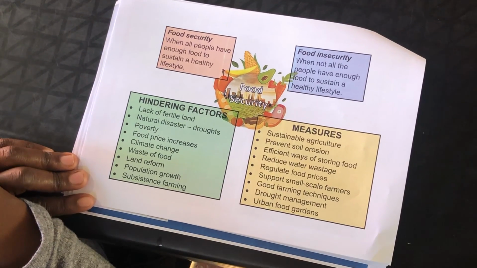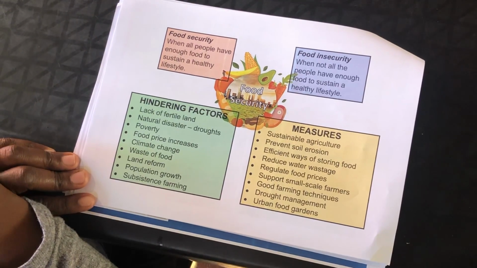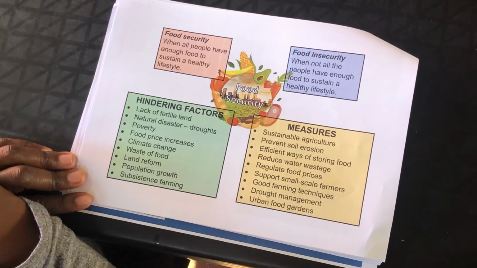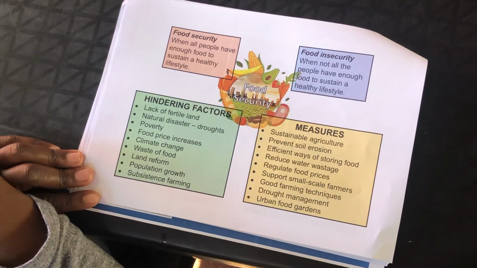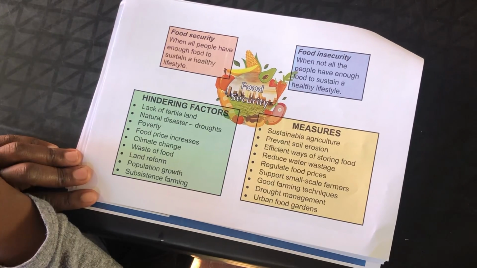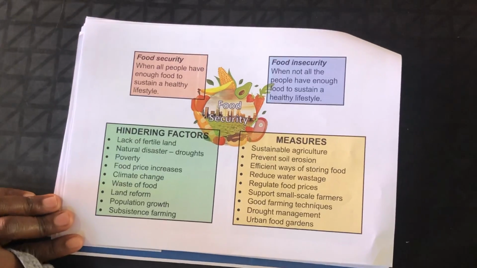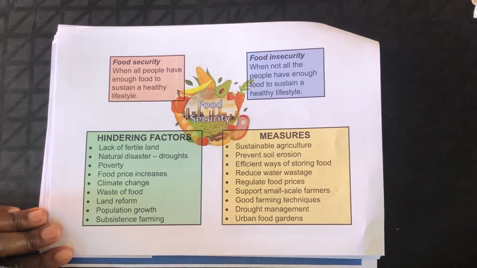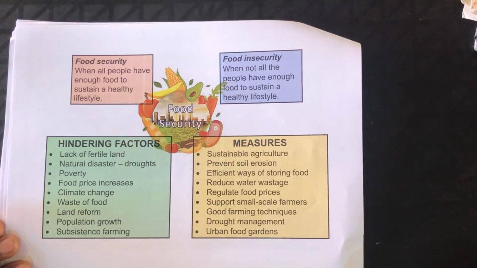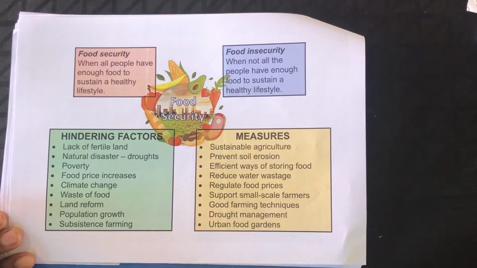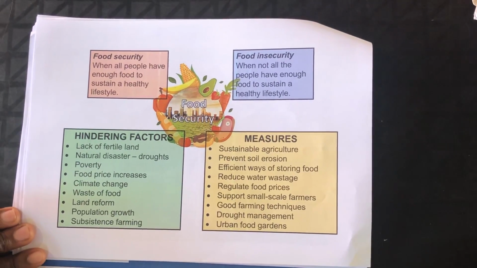Lack of fertile land, natural disasters, poverty, food price increase. We can have less food because of that, because people are not able to afford. Climate change, extreme weather conditions that can be experienced, like droughts or flooding, can affect crop production and also affect food. Population growth has also increased, so there is a high demand for food and it can lead to food insecurity. Now, what are the measures that can be implemented to reduce food insecurity?